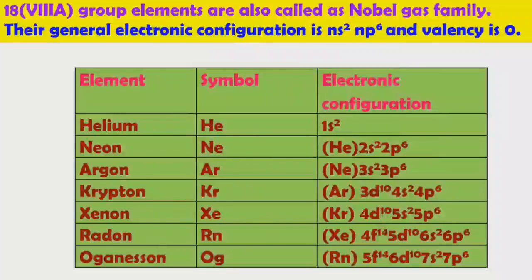Except helium, all have octet configuration. Helium contains only 2 electrons. In helium, the K shell is completely filled. That's why it is also stable. Valency configuration for neon is 2s2 2p6. For argon it is 3s2 3p6. For krypton it is 4s2 4p6. For xenon it is 5s2 5p6. For radon it is 6s2 6p6. For oganesson it is 7s2 7p6.